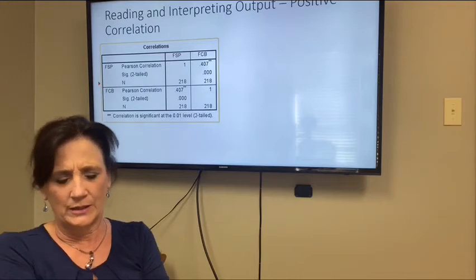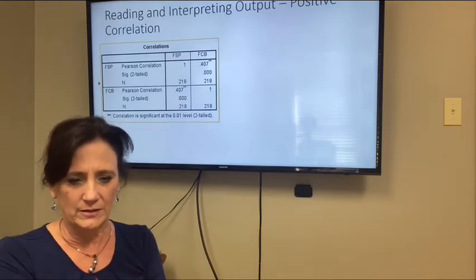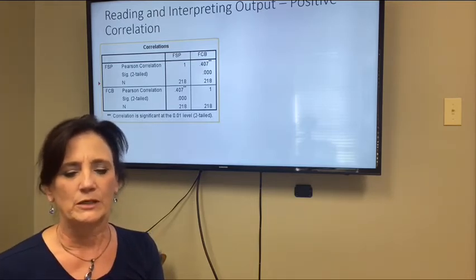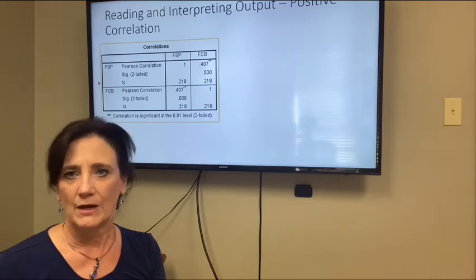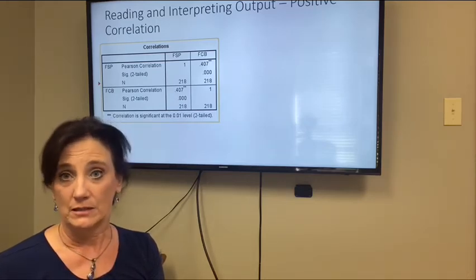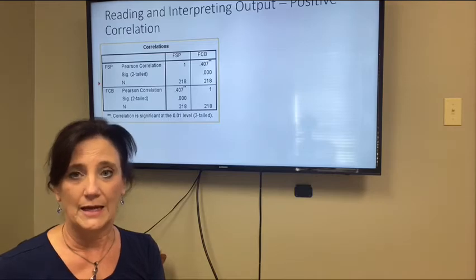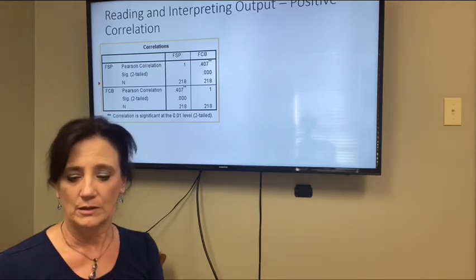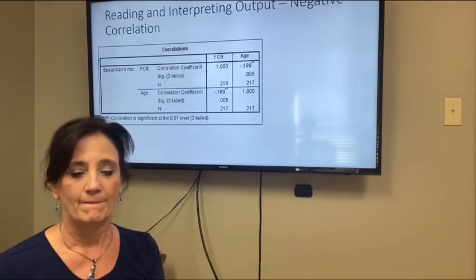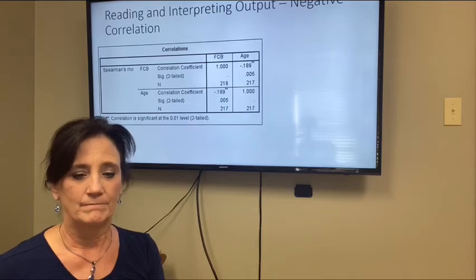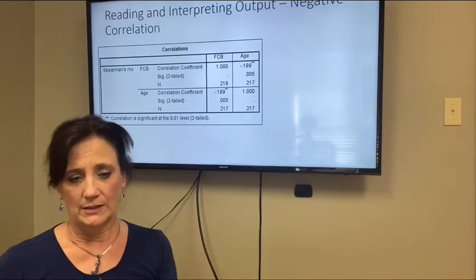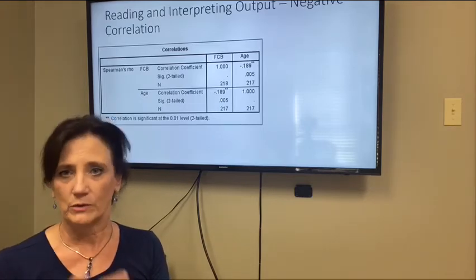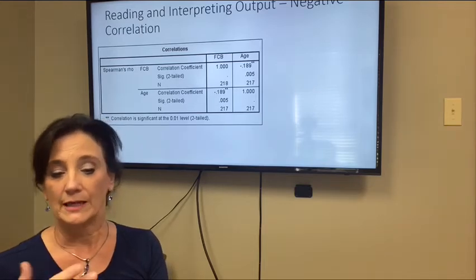Here's another example. In this particular example, they used Pearson's. The relationship between FSP and FCB is 0.41. The p-value, or the significance value, is less than 0.001. So we do have a significant positive relationship between those two continuous variables. Now we can see that they're using Spearman's rho, and the two variables are FCB, which I can tell you is food consumption behavior, and age.